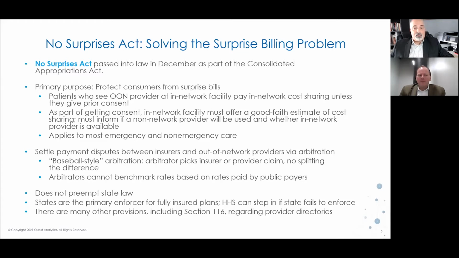In the event that there is a billing dispute between the facility, the out-of-network provider, and the health plan, there's a baseball-style arbitration set up. It's called baseball style because the arbitrator hears the two claims from the payer and from the provider, and then selects the more appropriate rate, no splitting the difference. The arbitrators are also forbidden from using public programs as a benchmark for determining the appropriate rate.